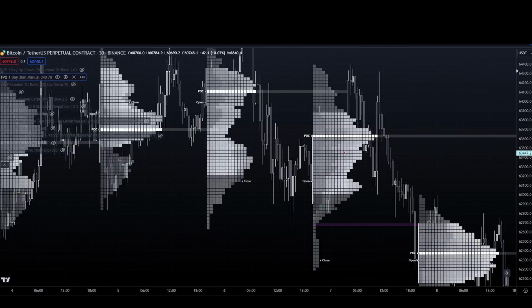So what do we do if a poor high and a poor low forms in a daily session or within a range? How do you trade that? Like, what does this even do for us? Well, make a plan for either direction price might break.